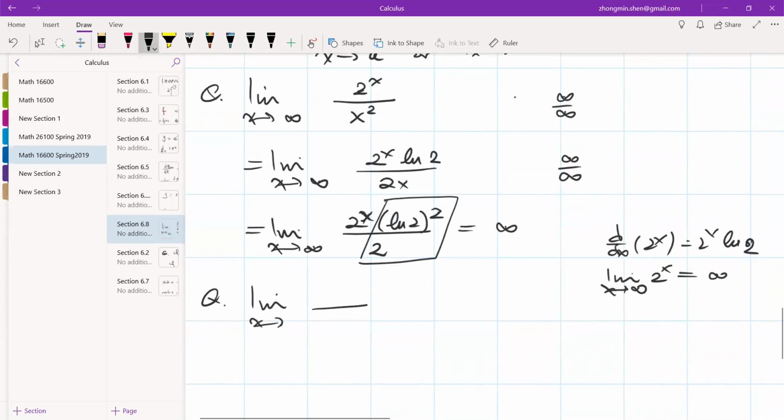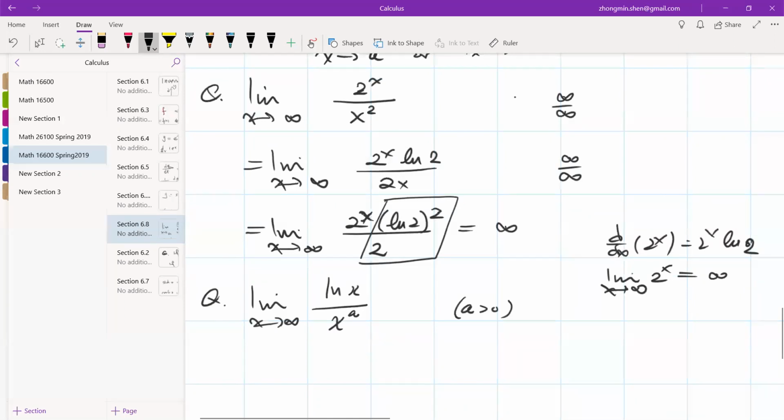So the next one is natural log of x over x to any constant power. Let's call it a, where a is some positive number. My answer will be 0. The reason is when x approaches infinity, x to any positive power grows faster than the natural log of x. So the quotient should be getting smaller and smaller.